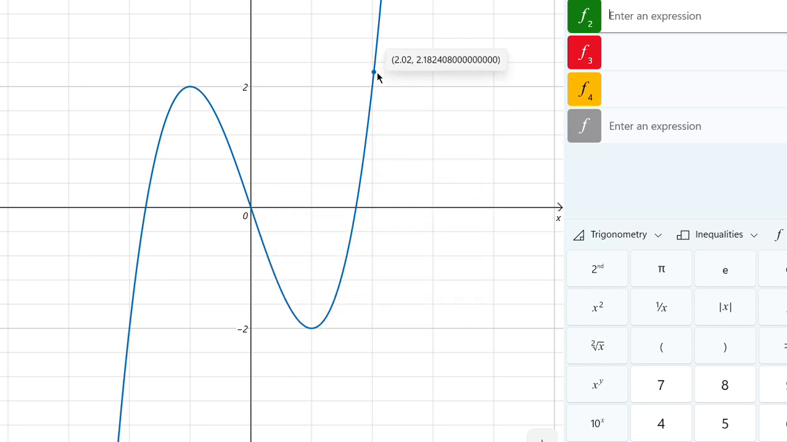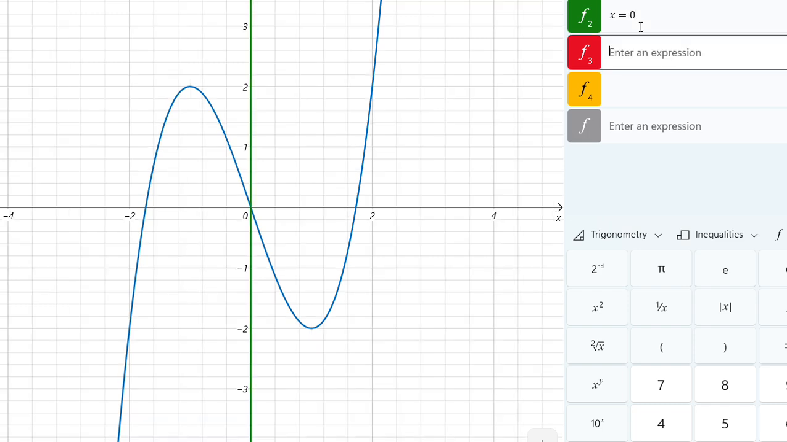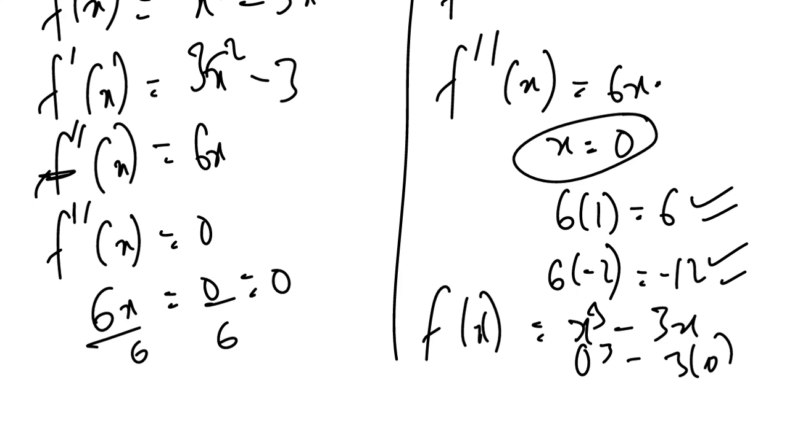Do you understand? So that is it. Basically, the point of inflection occurs at x equals 0, which is this green line now. Do you understand? Okay, let's take more questions so that you get along with all of this.